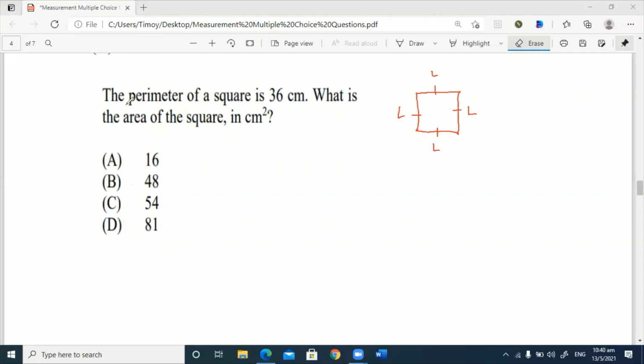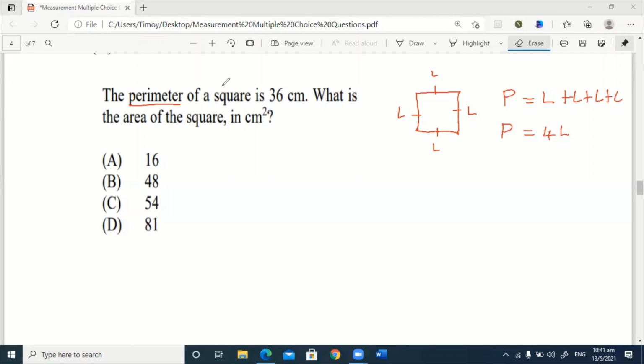Now we know about perimeter, right? Perimeter is the sum of the distances around the shape. So if we write this out as a formula, the perimeter of the square would equal length plus length plus length plus length, which can be simplified to perimeter is equal to 4 times length, right? So 4L. So that's what we know.